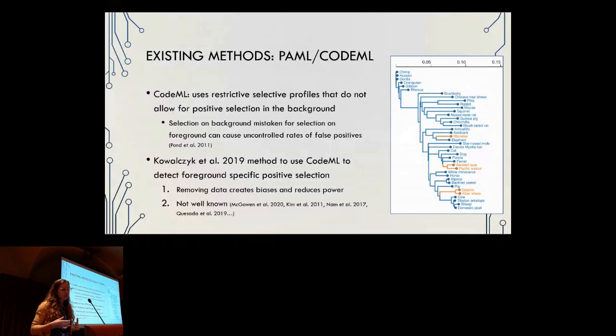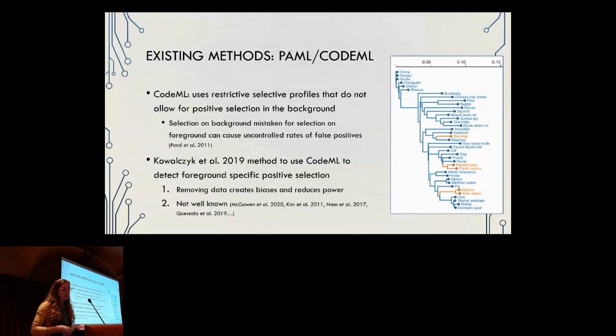Now, there are some ways to rectify this. Our collaborators came up with a really nice way to do this, but it involves removing data, which can create biases and reduces power. Additionally, this is not very well known. Many people just use codeml as it is written, and they don't pay attention to selection in the background.